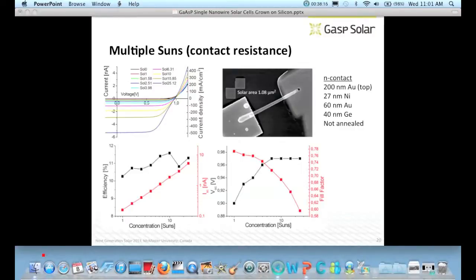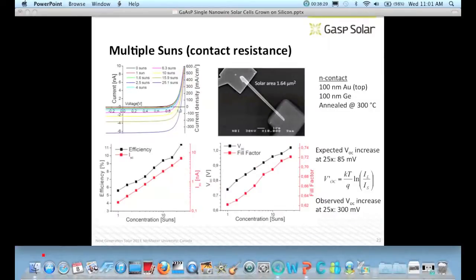And it really affects the performance of the solar cell at higher suns. Now, we then did some more processing, and we took nanowires from the same growth, but we contacted them differently with n-type ohmics. This time we used 100 nanometer germanium, 100 nanometer gold, and then we annealed it just slightly. Usually you anneal at above 400 degrees Celsius. We just used 300 degrees for just 4 minutes, just slightly. We wanted to see if we could improve the contact resistance.